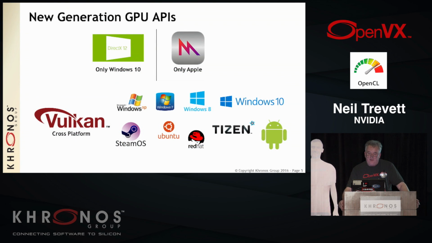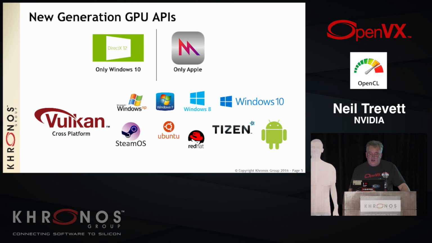I'm sure many of you are familiar that a new generation of GPU APIs is going to be relevant to people wanting to use GPUs for vision acceleration. I'm not going to go into too much detail, but just going to give you an insight if you haven't come across this before. Vulkan is the cross-platform new generation API, just like OpenGL was the traditional cross-platform API. DirectX 12 is on Windows 10. Metal is on Apple. It is now on both macOS and iOS.